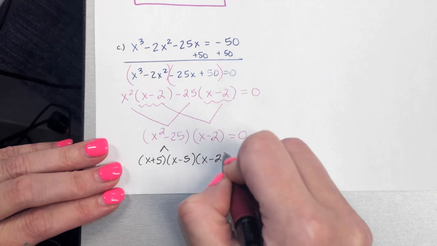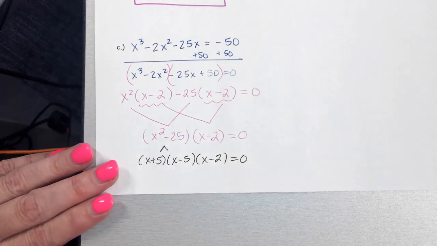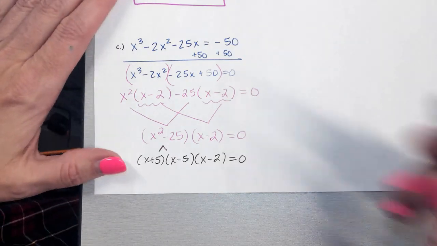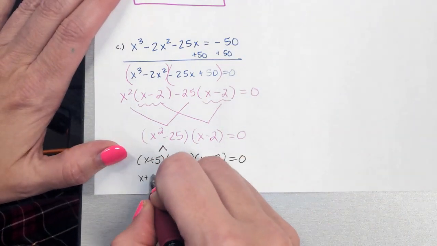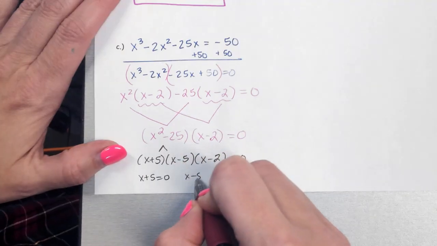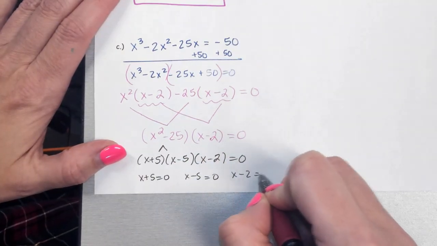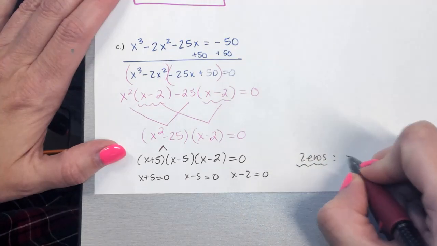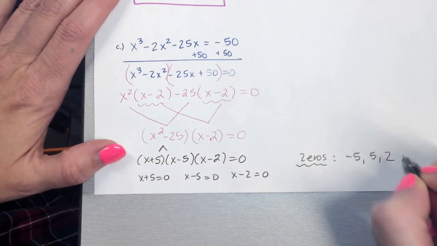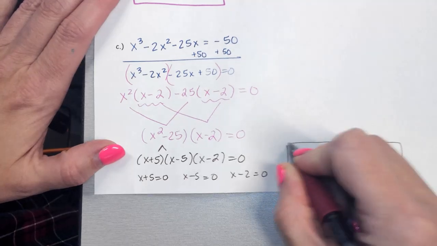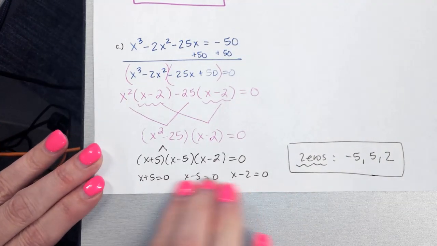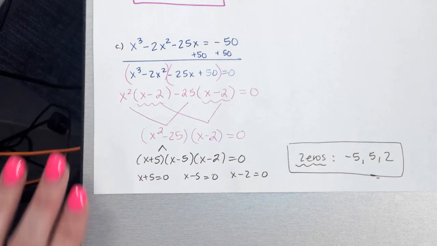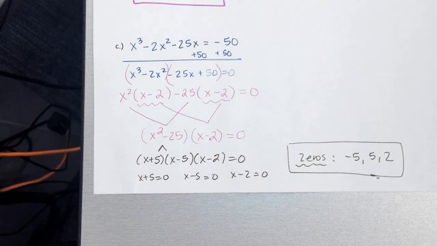Always look for that, right? If you have a perfect square, see if you can break it down. And then from there, we're just going to set each one equal to 0. X plus 5 equals 0, x minus 5 equals 0, x minus 2 equals 0, and then your zeros will be -5, 5, and 2. Okay, like I said, as long as you have this step showing the zero product property, I'm okay if you write your answers from there for those one-step equations, okay?